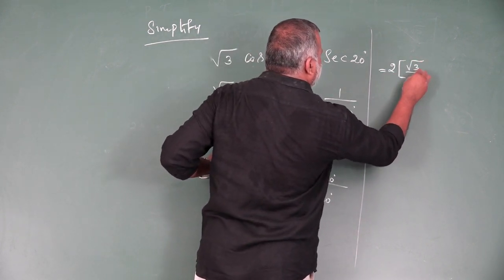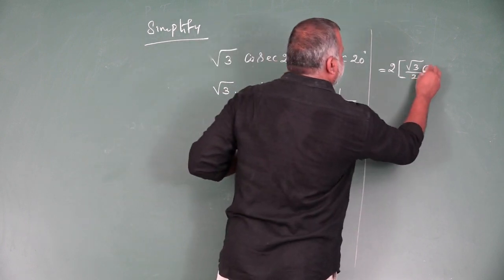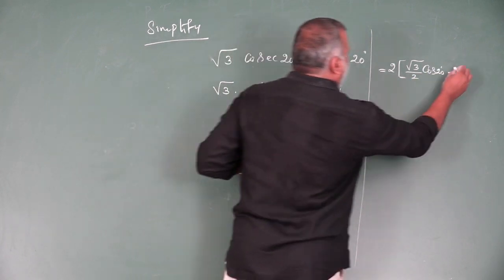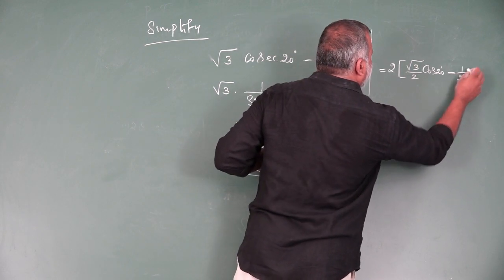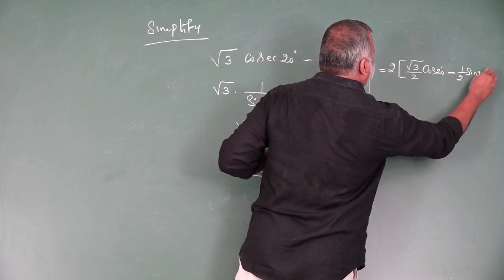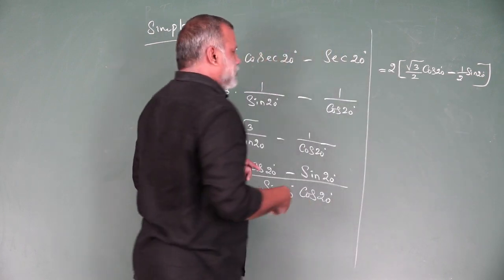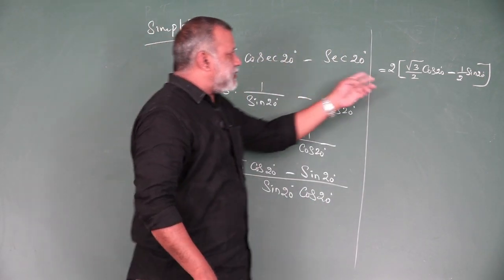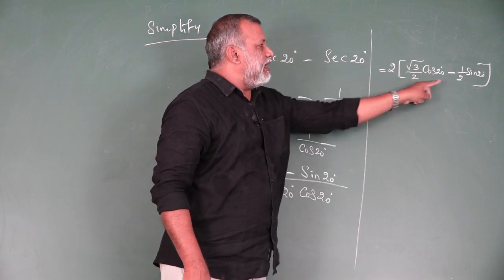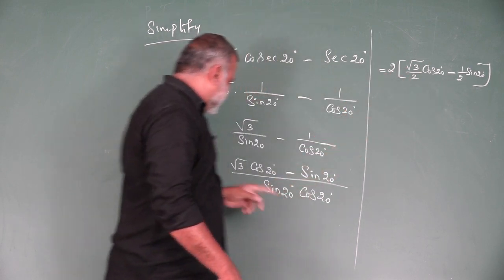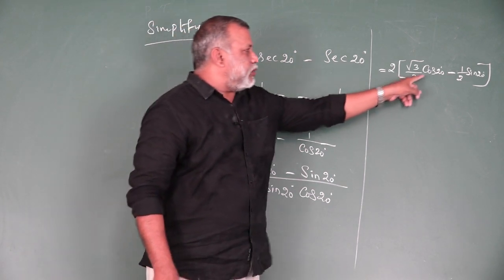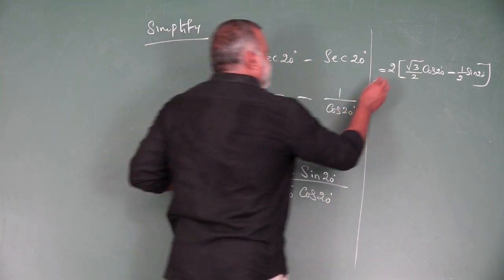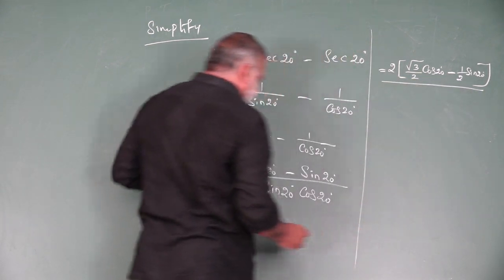So root 3 by 2 cos 20 minus 1 by 2 sin 20. Keep this multiply by 2 and divided by 2. I am taking 2 as a common, then division, that means root 3 by 2. See here, already root 3 by 2 cos 20, here 1 by 2 sin 20. In the same concept I am applying in the denominator also.